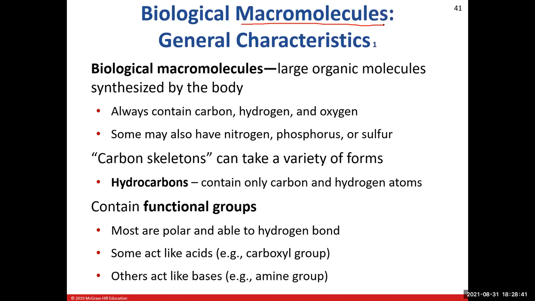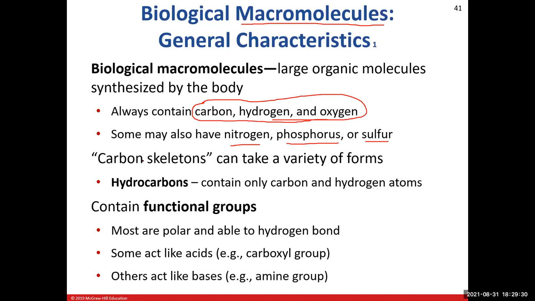All right, so we're going to talk about these large organic molecules that are going to be made by our own bodies. We need to understand that because it'll help us to understand the physiology, which will in turn help us to understand the anatomy a little bit more. These biological molecules will have three simple ingredients in all of them: carbon, hydrogen, and oxygen. Always will have those three in these macromolecules. And some, not all, will have some nitrogen, some phosphorus, or some sulfur. But all of them have to have carbon, hydrogen, and oxygen.